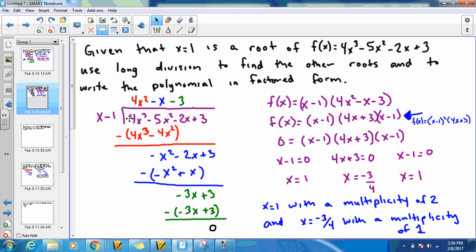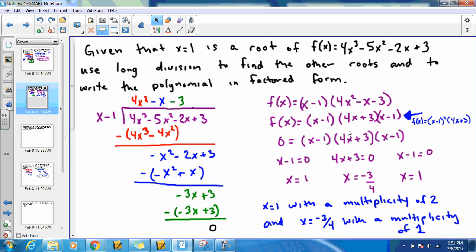So here I've used long division, and I've gotten x minus 1, and when it's divided into this cubic polynomial, 4x squared minus x minus 3. And then I factored the quadratic, and I have the factored form. So because x minus 1 was listed twice, you can write it as this quantity x minus 1 squared times the quantity 4x plus 3.